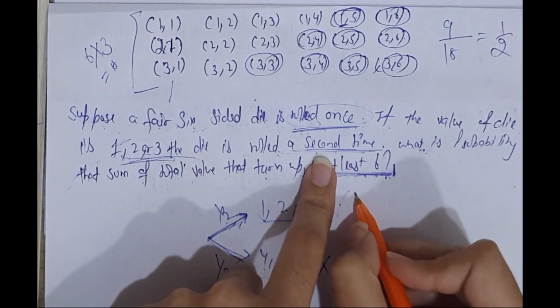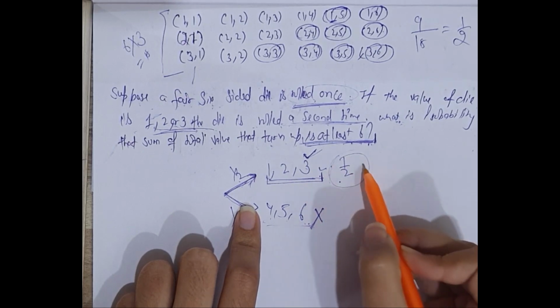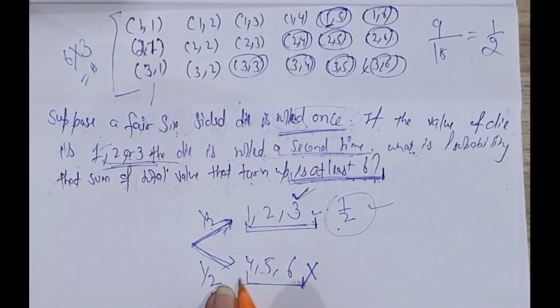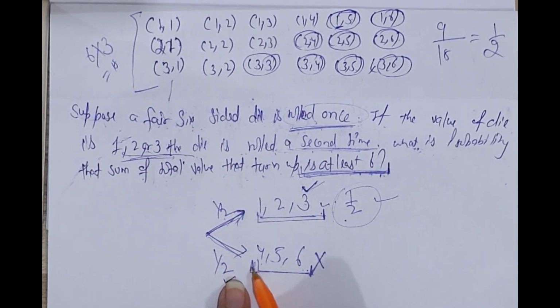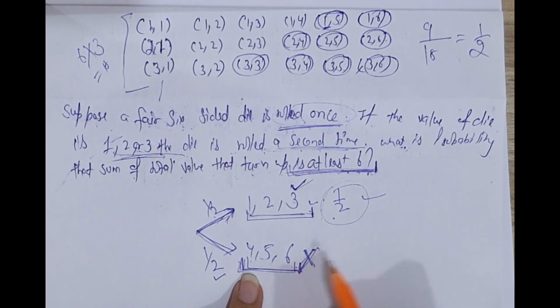So 9 out of 18, it means 1/2. If 1, 2, 3 occurs, then 1/2 cases are there that at least 6 occurs. If 4, 5, 6 cases are there, when we roll the die first time and 4, 5, 6 occurs, then we will not roll the die second time.